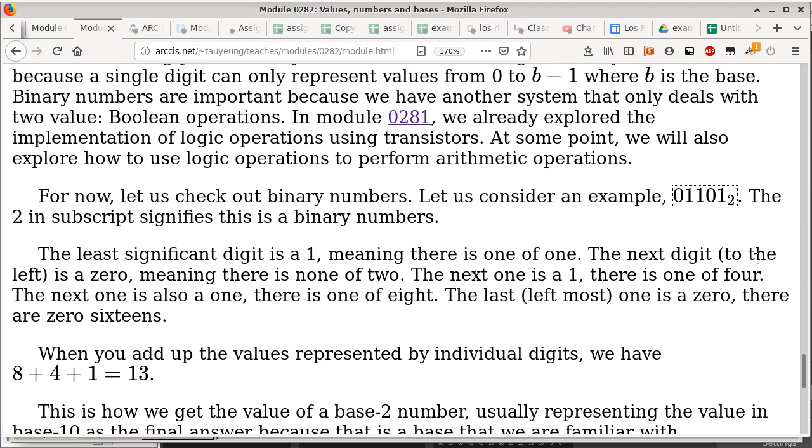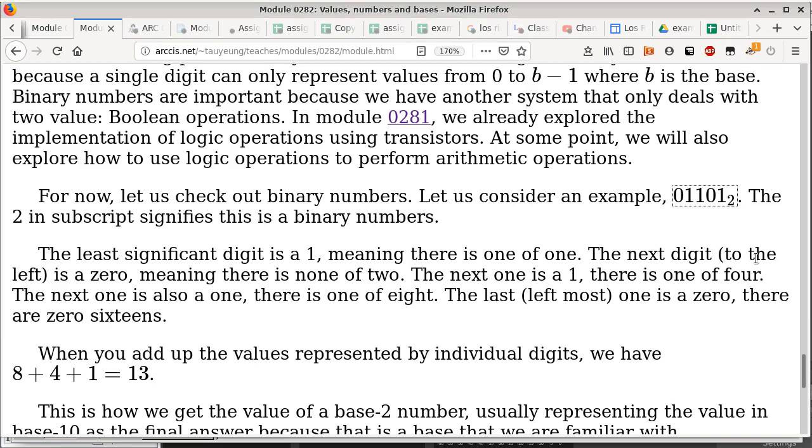This 1 tells us how many 1s we have, which is 2 to the power of 0. This 0 tells us how many 2s we have, because it's 2 to the power of 1. 2 to the power of 2, we got one of those. 2 to the power of 3, we got one of those. 2 to the power of 4, we got none of those. So the value being represented is 8 plus 4 plus 1, which is 13, in base 10.